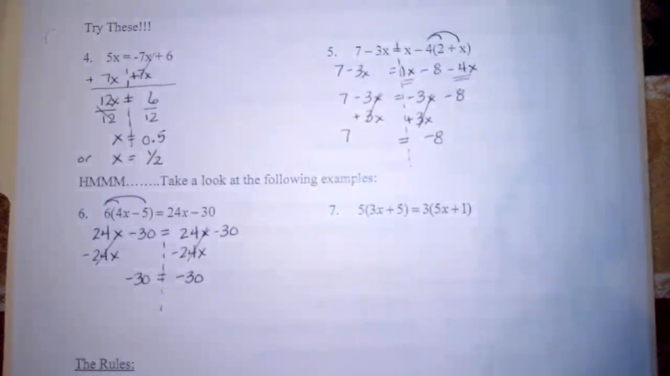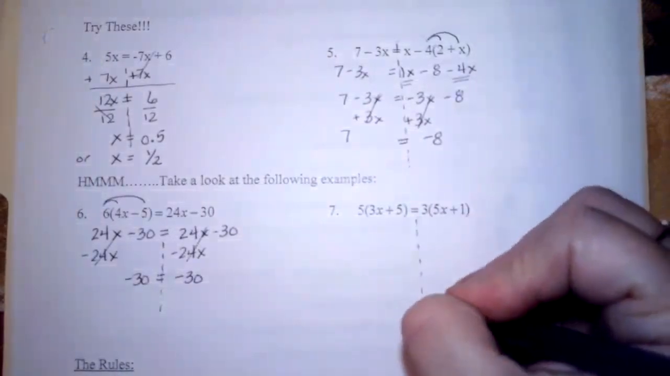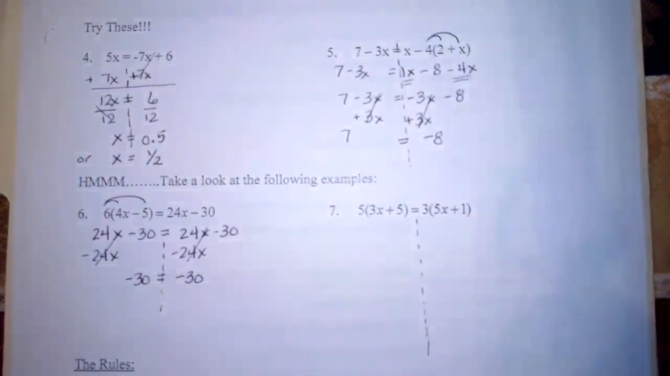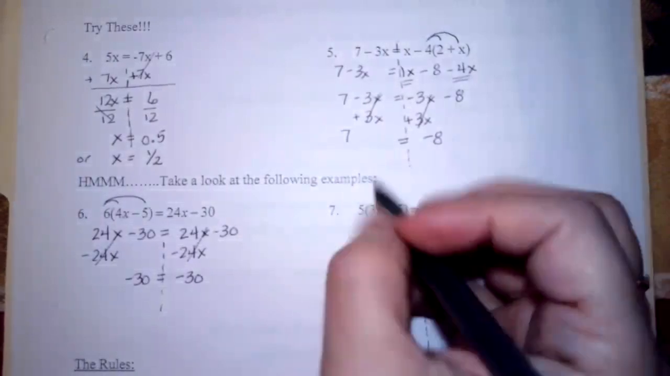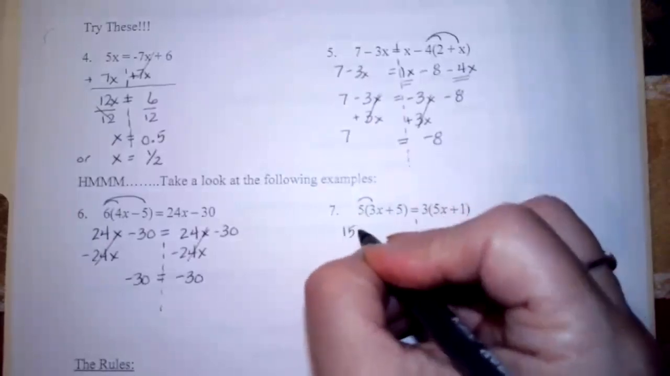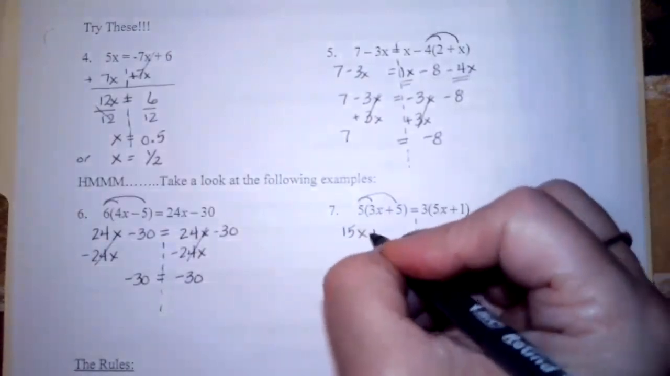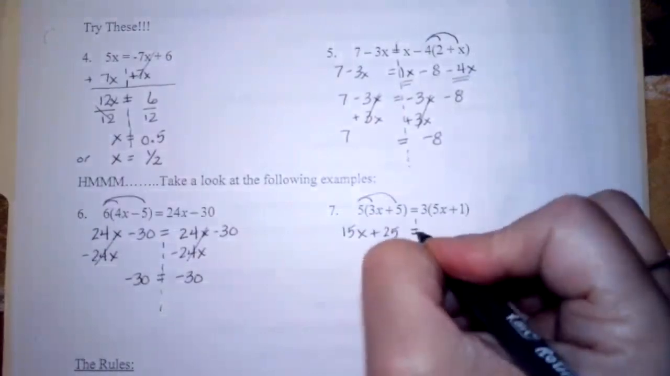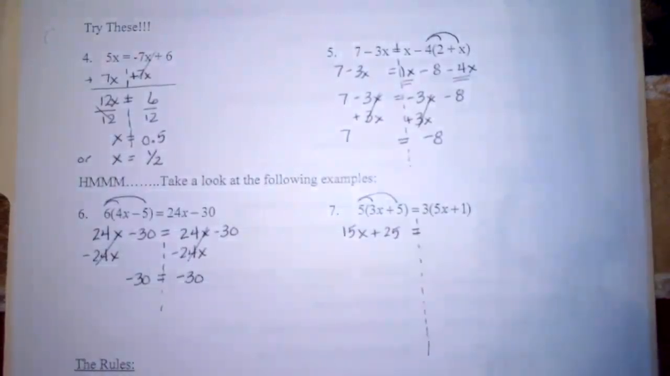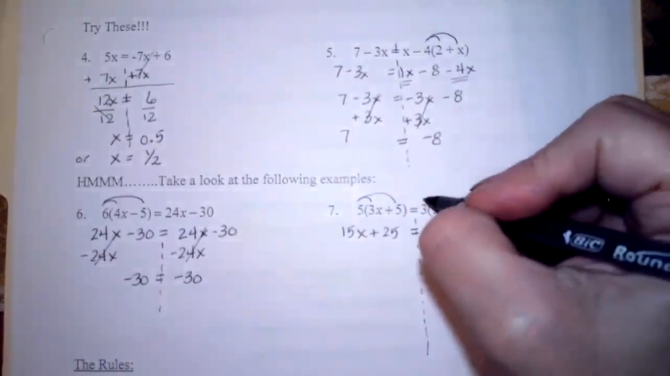Let's see. For number 7, looks like we're going to have to distribute on both the left side and the right side. Take care of these parentheses. So that is step number 1. We're going to take 5 times 3x. So 5 times 3, we got 15. Put your x back. We have 5 times 5, and there's a plus. So that means we're going to go plus 25. Okay, so distribute on the left side. All done there. Then we do the same thing. We're going to distribute on the right side.